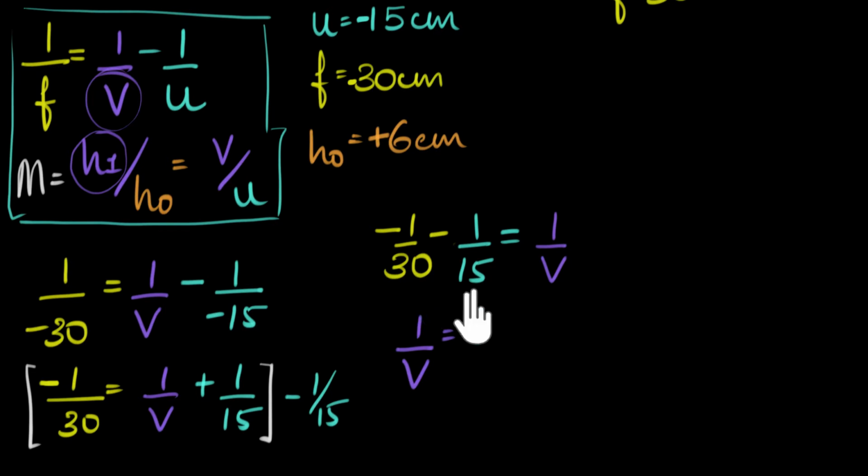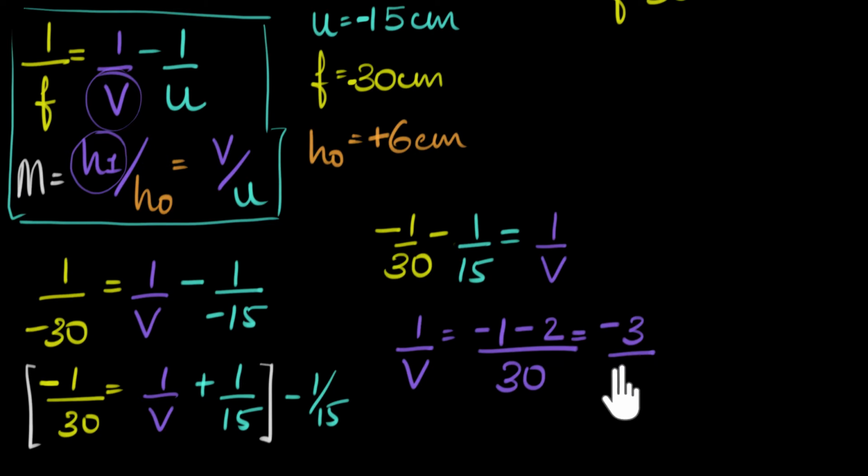Now we're going to take a common denominator. I'm going to stick to purple now. The common denominator is what? 30 and 15. That's 30. So I get minus 1 here. 15 is 2 times 30. Wait, 30 is 2 times 15, so I'm going to multiply the numerator and denominator by 2. So I'll end up with minus 2 over here. So that gives me minus 3 over 30. And 3 goes into 30 10 times. So that gives me minus 1 over 10.